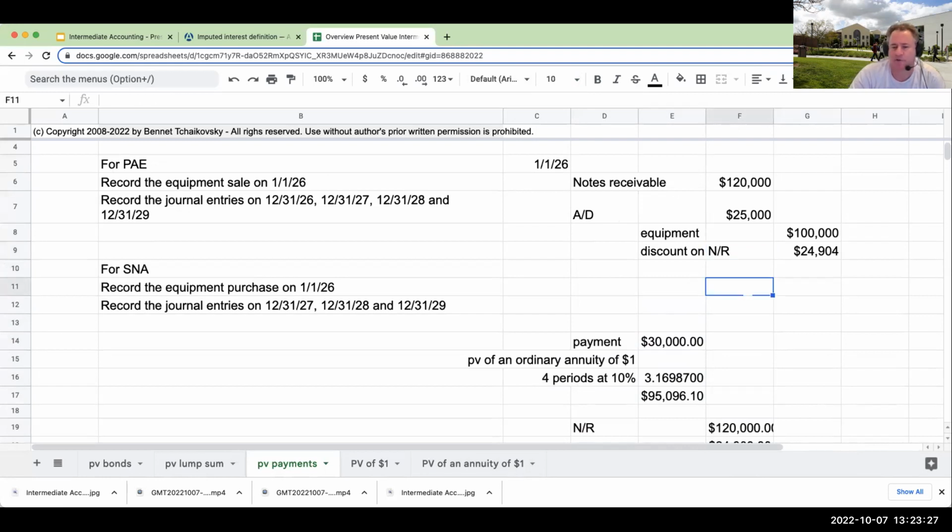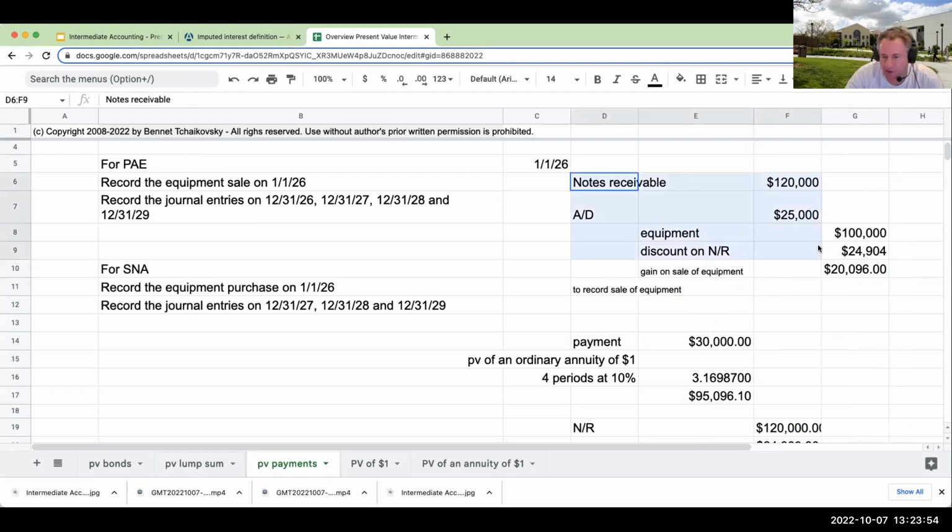Now, is my journal entry balanced, right? So this is going to be to record sale of equipment. Well, I've got a problem over here. I've got debits of 145, credits of 124,904, or a difference here of 20,096. So over here, the 20,096 is going to be my gain on sale of equipment. So this is if I'm selling equipment, like what we're doing right over here.